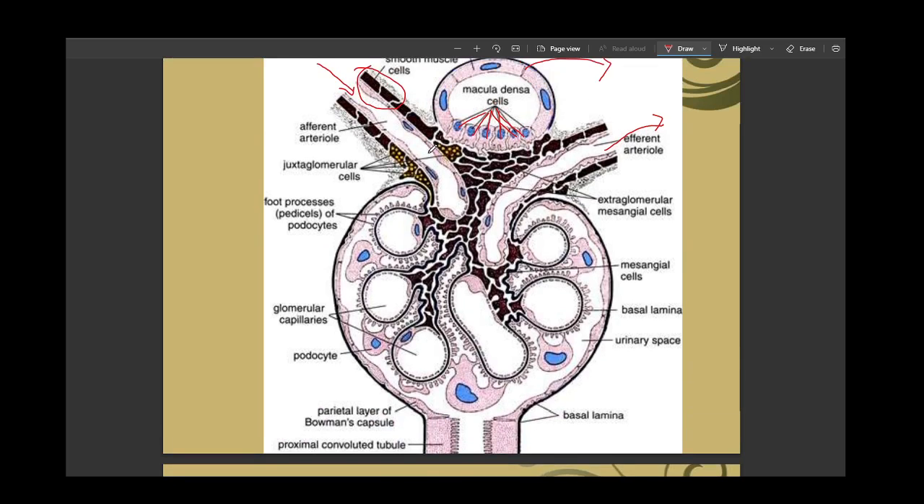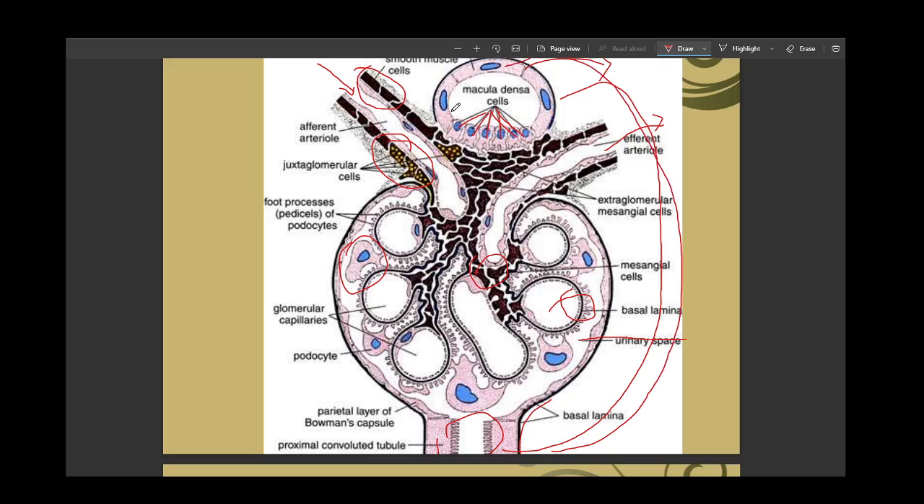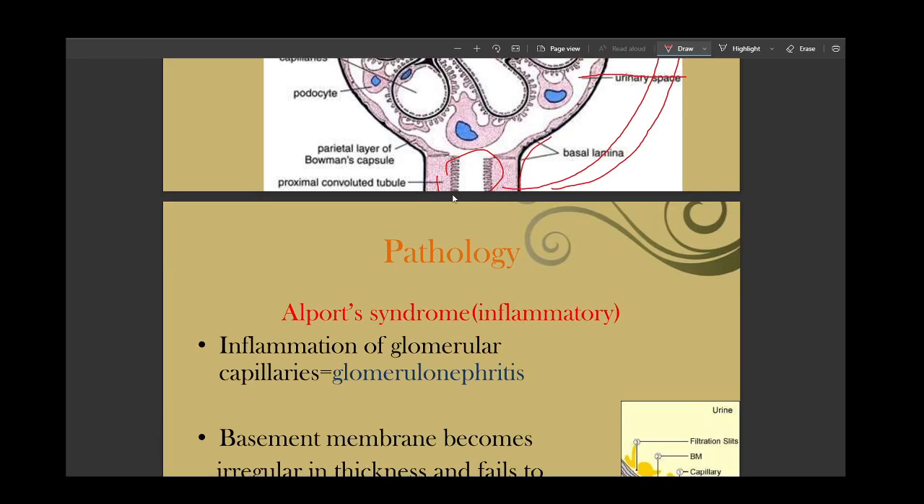Blood is coming inside, and these are the podocytes. These are the juxtaglomerular cells. These are the mesangial cells. This is the basal lamina. This is the urinary space. This is the basal lamina as well. This is the proximal convoluted tubule. It goes from here to the distal convoluted tubule, and between them there's the loop of Henle. You've got the point now.